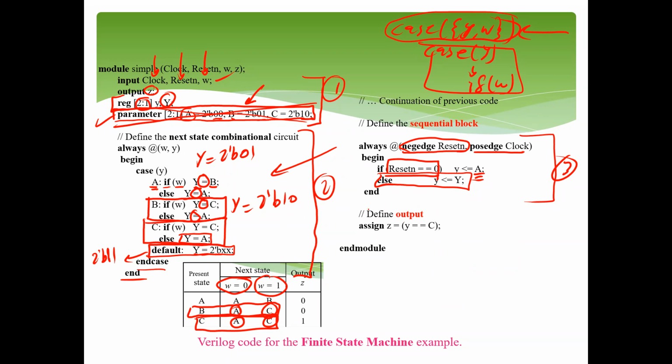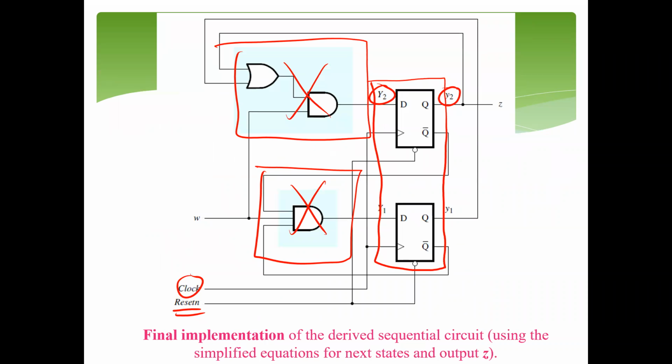Okay. Now we are left with the value of Z, which is the output. Now Z is declared as an output. It's not an output reg. So if it's not an output reg, that means I'm not assigning the value of Z inside an always block. So I need to use the assign statement. So if you come back to your diagram, Z here is equal to Z is equal to Y2.